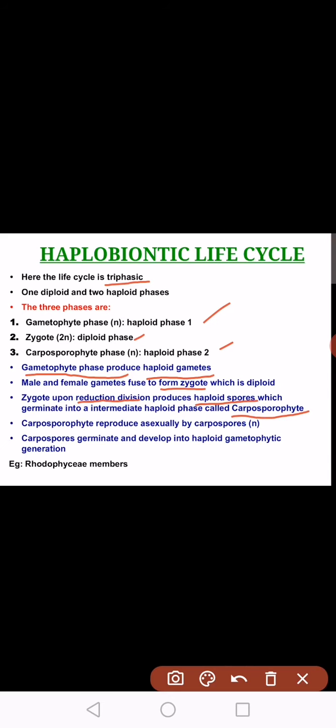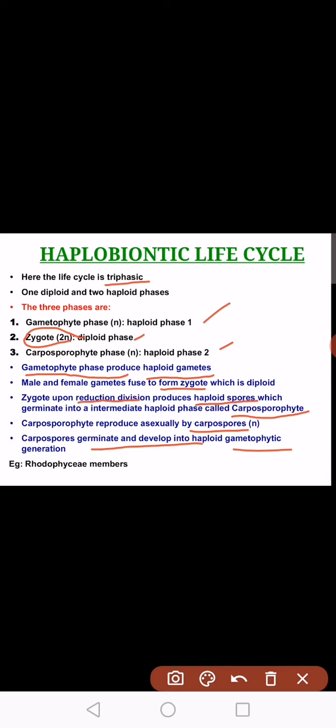carposporophyte. Okay, once again I will repeat. The gametophytic phase produces the gametes, and these gametes on fusion produce the zygote, which is a diploid phase, and the zygote undergoes meiosis to form the haploid spores, and the phase is called the carposporophyte phase. Now the carposporophyte produces the carpospores, and these carpospores are haploid in nature, and on germination the carpospore produces the gametophytic plant.